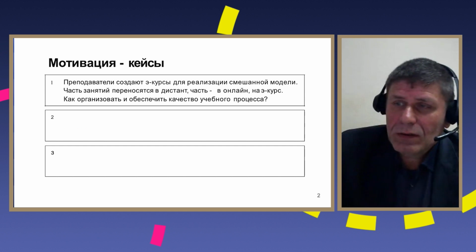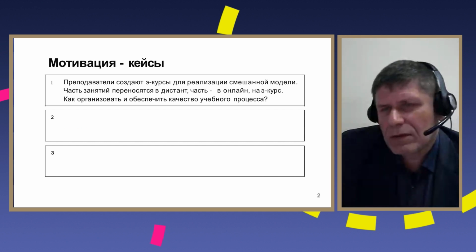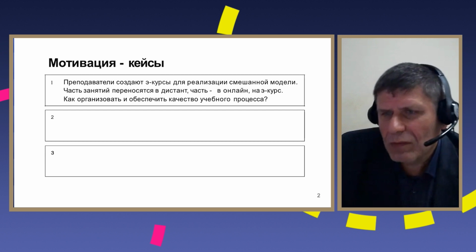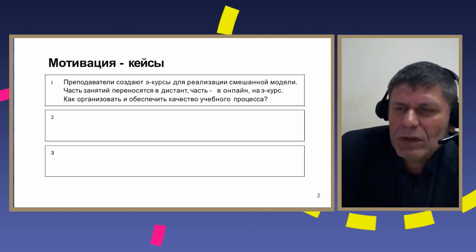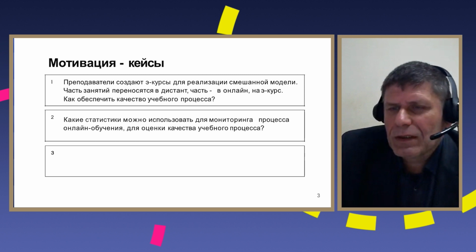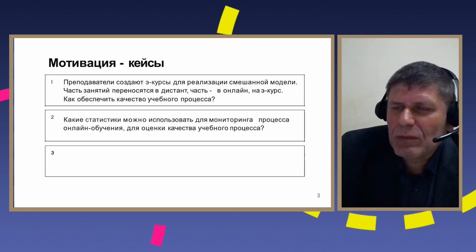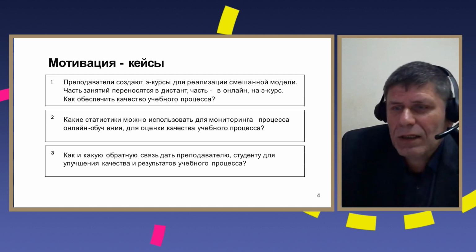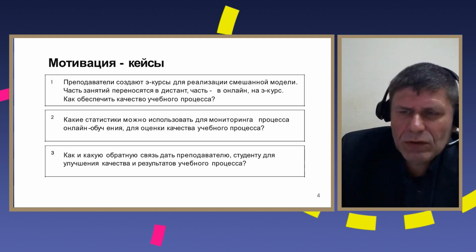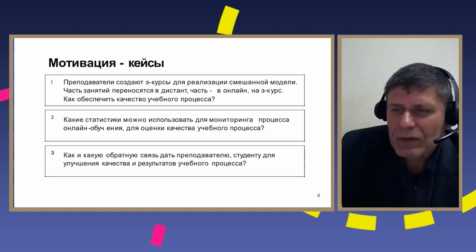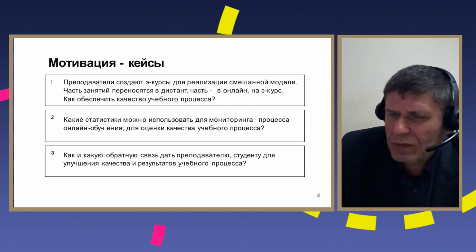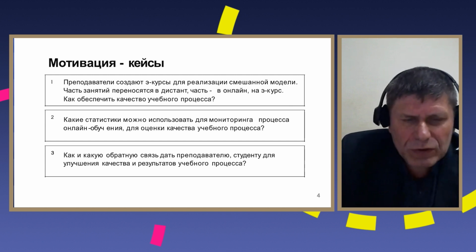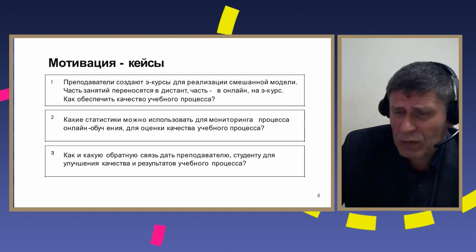Next slide, please. So these are the main questions or cases which made us search for answers on how to provide good quality of educational processes in a mixed model. Next one, please. Which statistical information can we use for process monitoring of online learning and evaluation of the quality of the educational process, and how can we give feedback to teachers and students to improve the quality of their results? So the meaning is that even though we are using the mixed model, we still understand that in pandemic conditions we have to use e-courses and we have to use online learning.